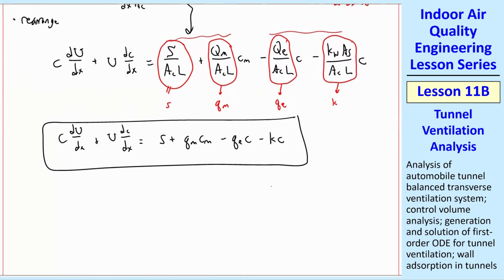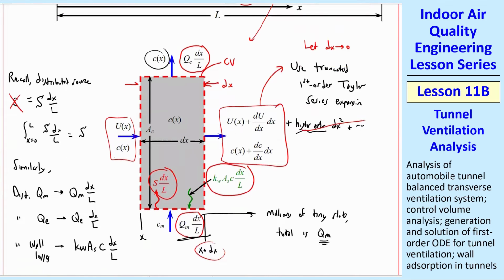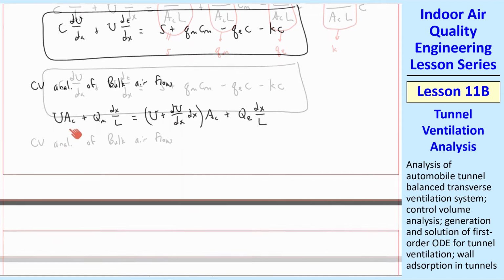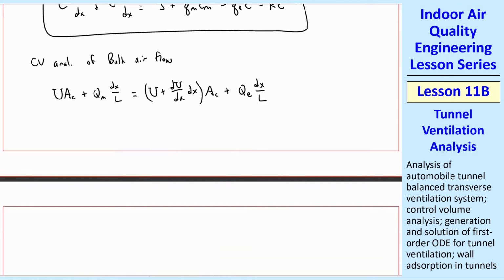And now let's do a control volume analysis, same control volume of the bulk airflow. Notice that in general, if it's not balanced, we have a different U coming out than coming in. So I have to look at the bulk airflow. I have in and out on two separate sides here. That's what's coming in, and then this is what's coming out. This modified U, the U at the exit on the right, times AC plus QE dx over L. So that's our bulk airflow rate.